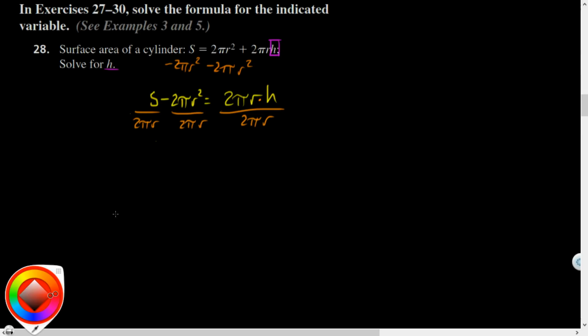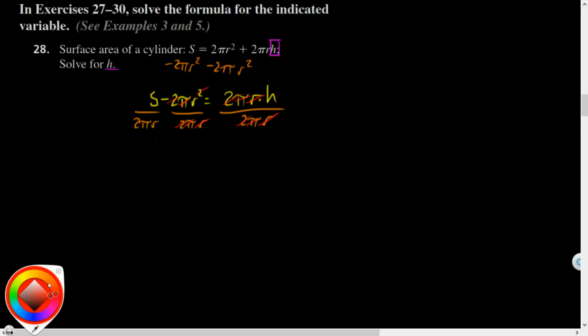Right? So watch what happens here. The 2's cancel, the pi's cancel, the r's cancel. H is by itself in like a combo move, right? And here, these 2's are going to cancel. These pi's are going to cancel. And this r will cancel with one of the r's in the r squared.